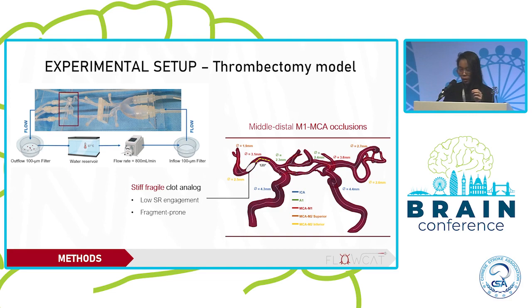And then to simulate these occlusions, before performing each experiment, we can see this close-up on the model and the Willis polygon where we embolized a stiff, friable clot analog to reproduce the most challenging scenario, where there's a low stent retriever and clot engagement and the clot is fragment-prone. So in all cases, we simulated this M1 occlusion at the right side, right after the curve, marked in yellow, of the 120 degrees of curvature.